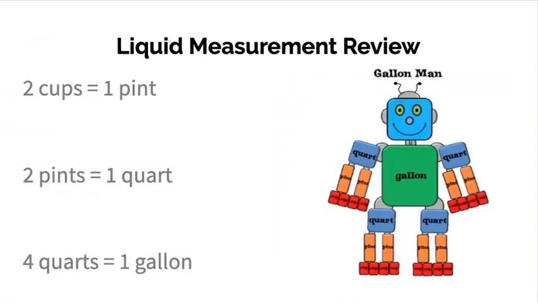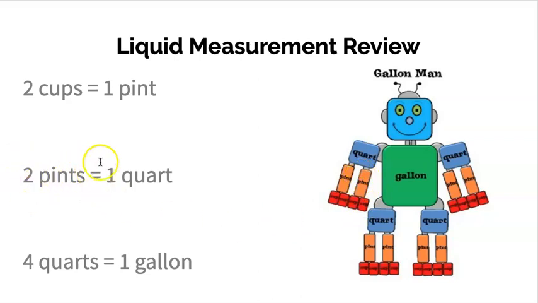All right, liquid measurement review. We hadn't talked about these in a while. Here's our handy little gallon man over here. The red blocks are cups. The orange blocks represent pints, the blue represents quarts, and the green represents the gallon. So again, it says 2 cups equal 1 pint. You see these two together, these 2 cups equal 1 pint. See, these are his fingers. 2 cups equal a pint.